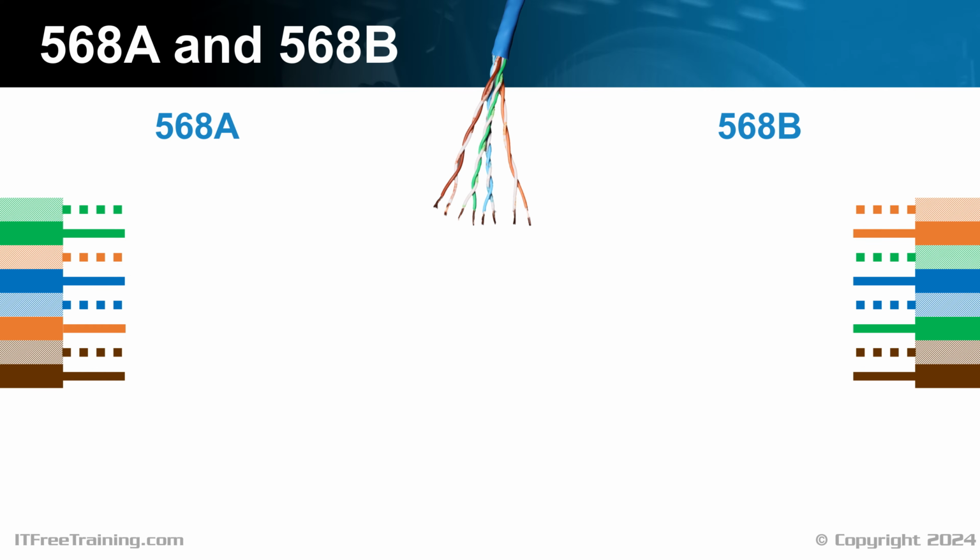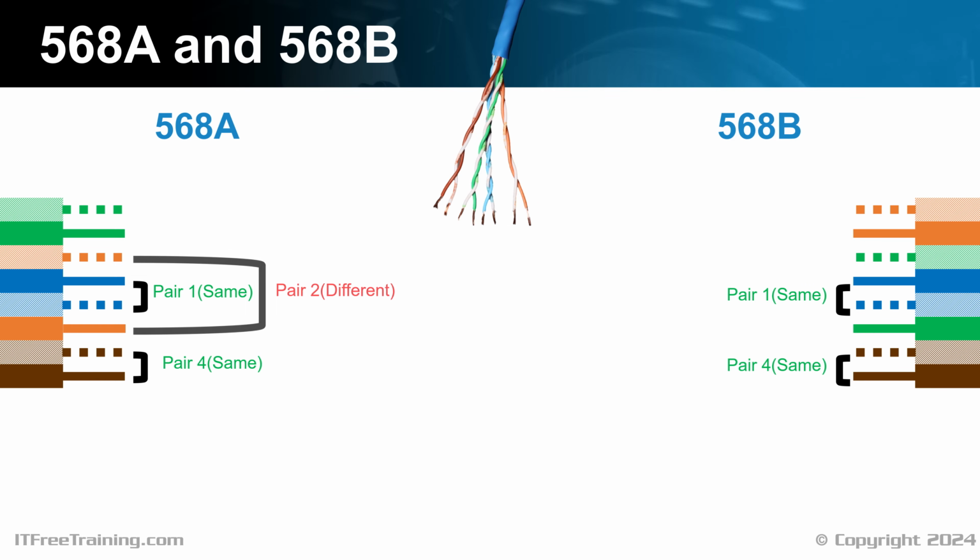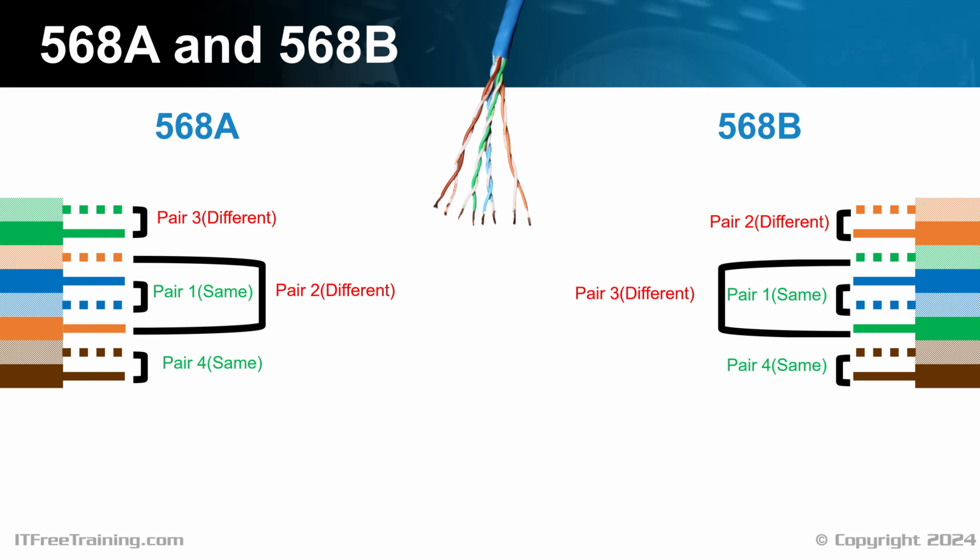To understand the difference, let's first look at what is the same. Pair 1 and pair 4 are the same for both standards. What is different is pair 2 on the 568A standard is the second set of wires from the middle. In the 568B standard, pair 2 has been moved to the top. Pair 3 in the 568A is at the top, and in the 568B standard, pair 3 has been moved to the middle. So you can see there's not much difference, as only the orange and green pairs have been swapped.